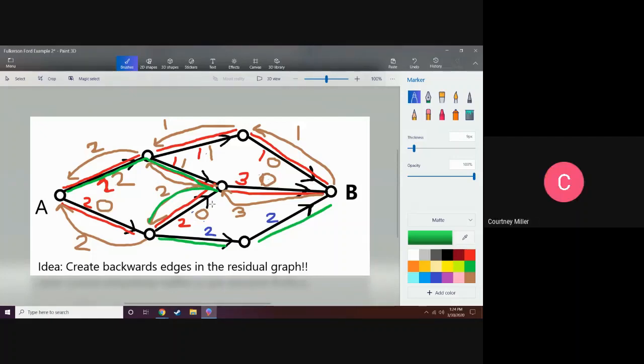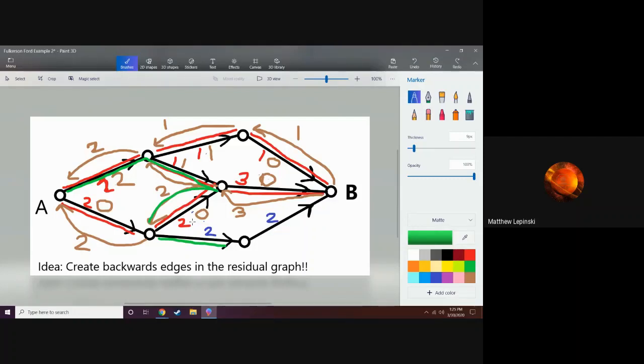If that's true, if the backtracking capacity is always the amount that you're tentatively planning on sending in the forward, wouldn't you always have either backtracking capacity or forward capacity? Yes, you will always have, yes, on every edge. Thank you, Courtney. That's actually really helpful.